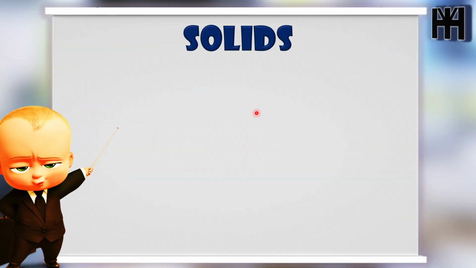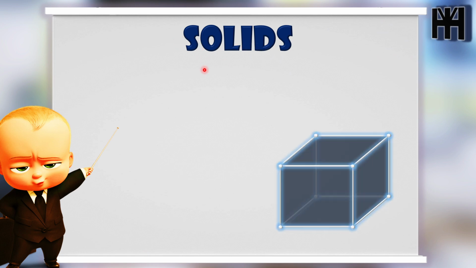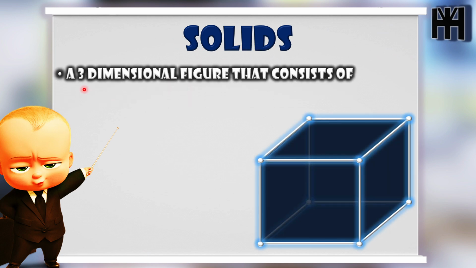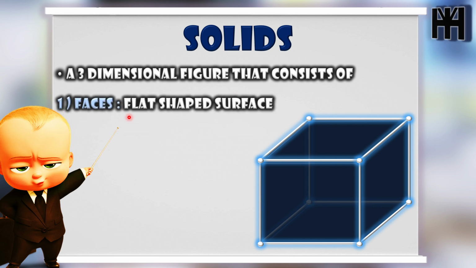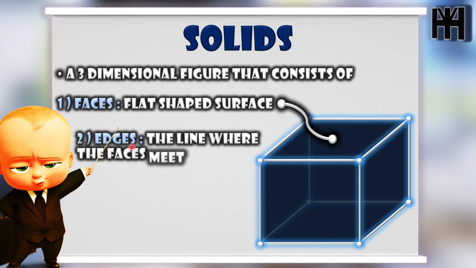Okay, let's see here. The solids. They are mainly three-dimensional figures that consist of, first, the faces, a flat shaped surface, like this one, and you'll see it more clearly in the next part. And number two, it's the edges, the line where the faces meet, like this one here.